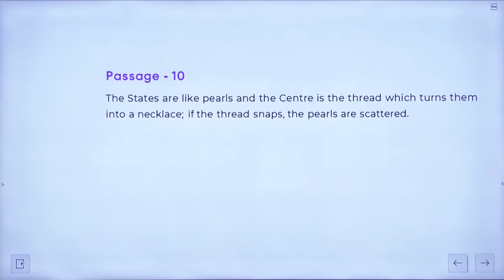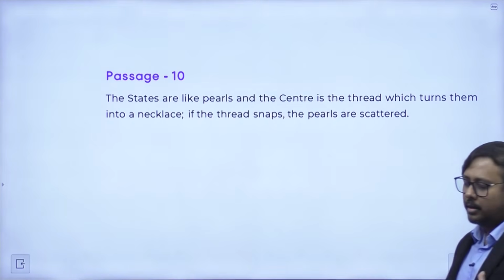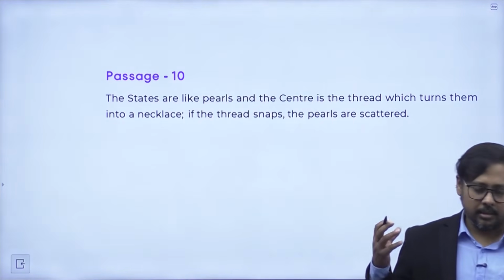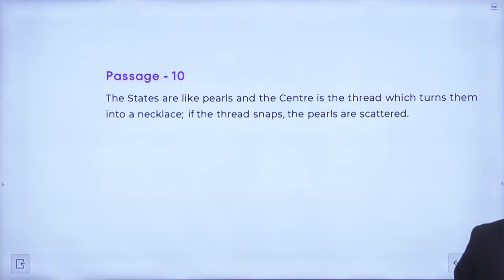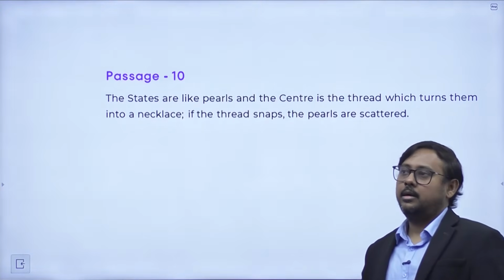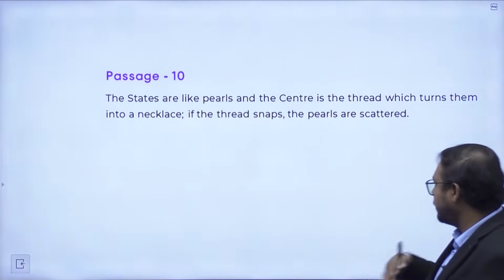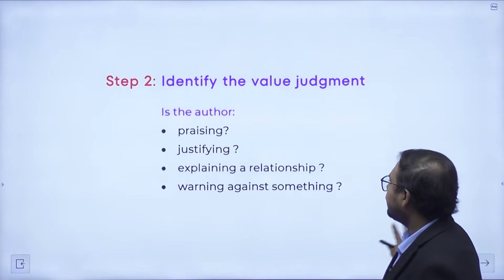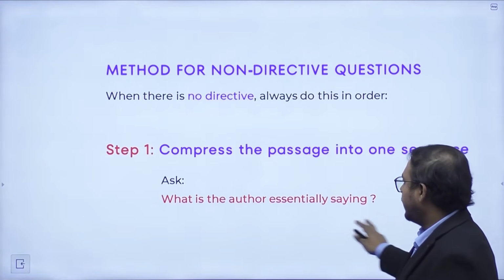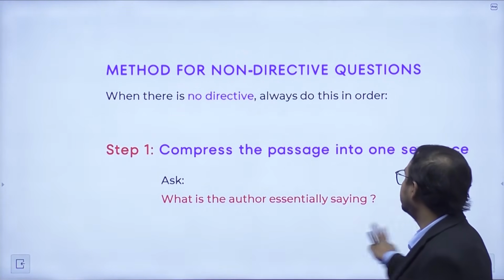In this case, the states are like pearls, and the center is the thread which turns them into a necklace. If the thread snaps, the pearls are scattered. So here, I would say that both the center and the states come together to create a beautiful necklace. So this is the first job, to boil it down to one sentence. So ask what the author is trying to essentially say.